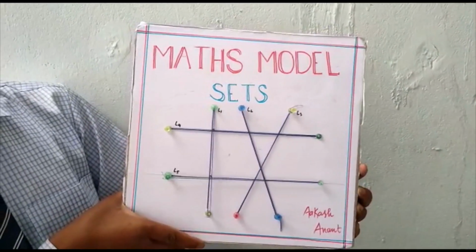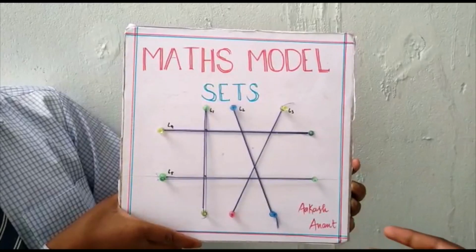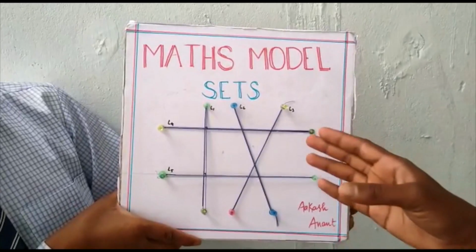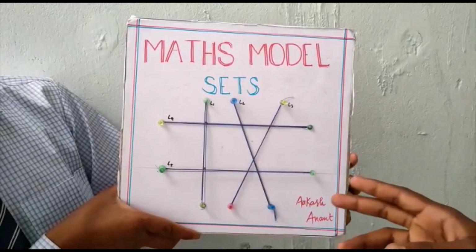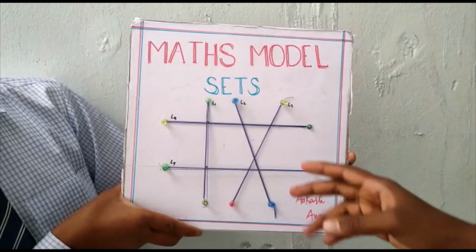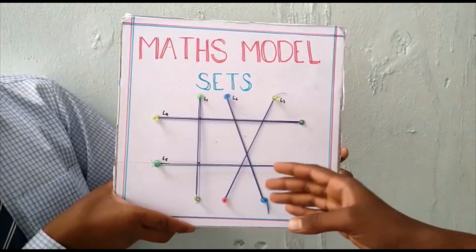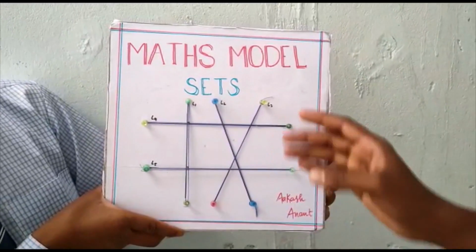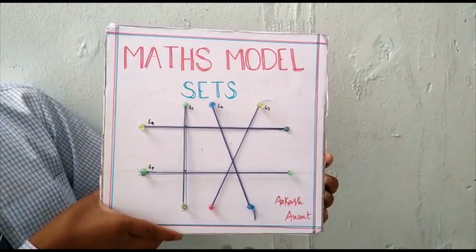And second, we see that L1 is perpendicular to L4. It means that L1 is perpendicular to L4, and it implies that L4 is also perpendicular to L1. And in second, L1 is perpendicular to L5. It also implies that L5 is perpendicular to L1, and hence is perpendicular to is a symmetric relation.